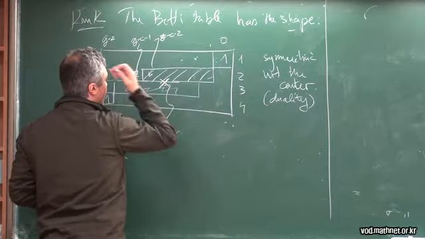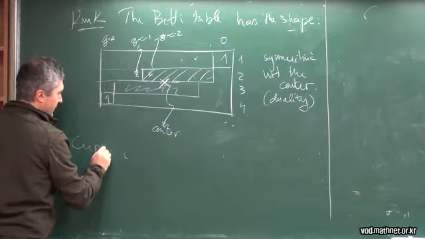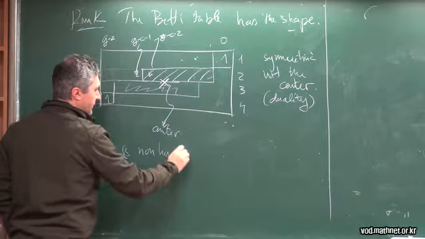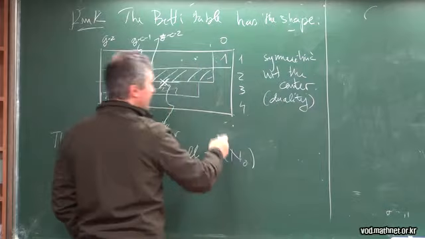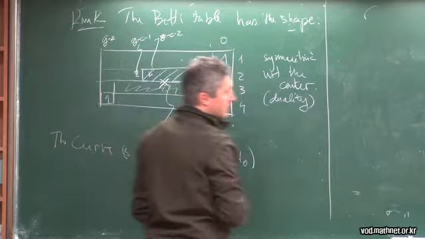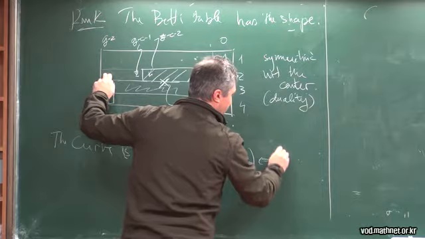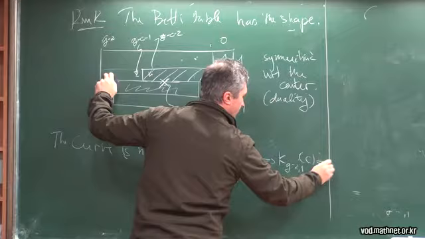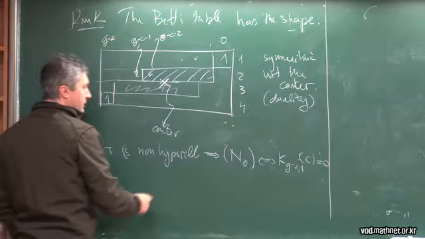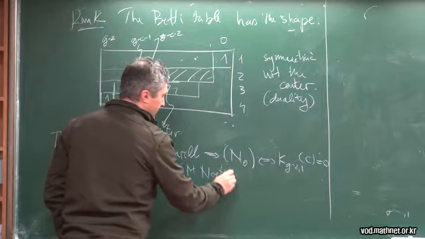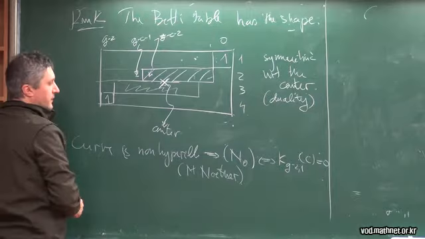Okay, but this is the same as the vanishing on the other part. And for example, the curve is non-hyperelliptic. So it has the property N0, which means that K_{g-2,1}(C) is 0. So that is the theorem of Max Noether. Non-hyperellipticity seen in this way with syzygies is nothing but the projective normality proved by Max Noether.